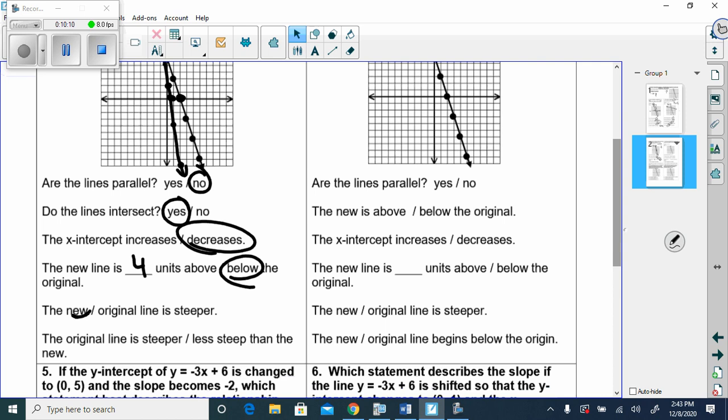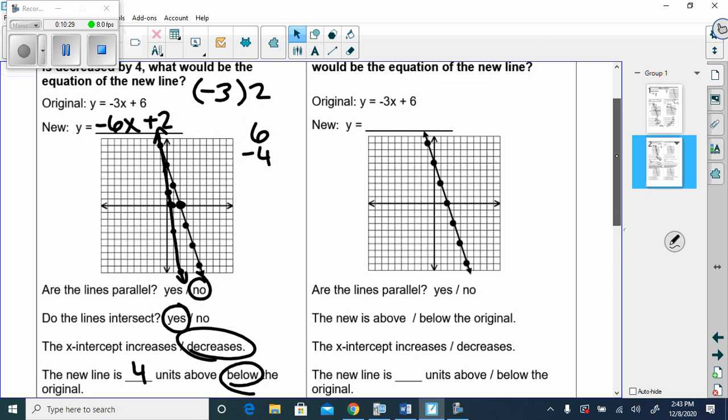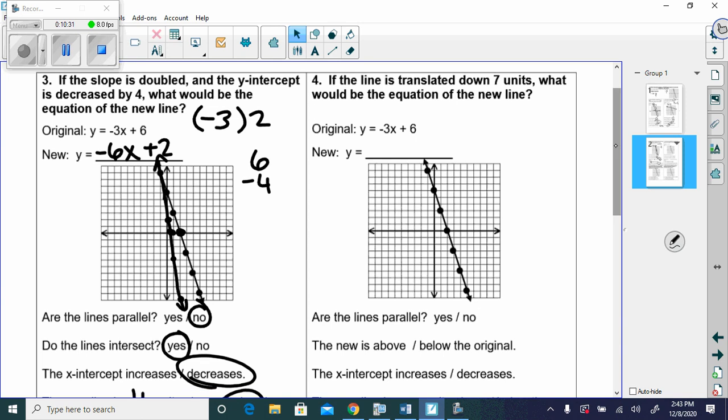Yeah, sorry. I didn't say it exactly like it was worded. All right, and then the original line is... very good. Okay. All right, number 4 says the line is translated 7 units down. So is that going to change the slope or the intercept? All right, the y-intercept. So no changes to the slope on this one.